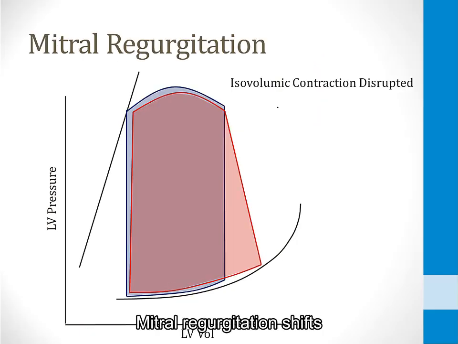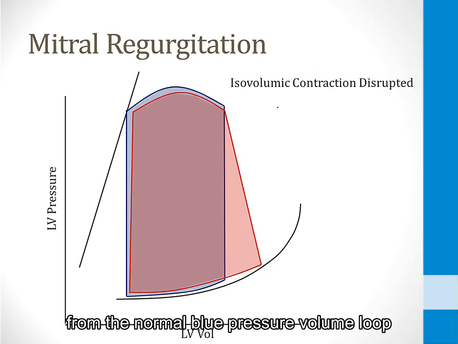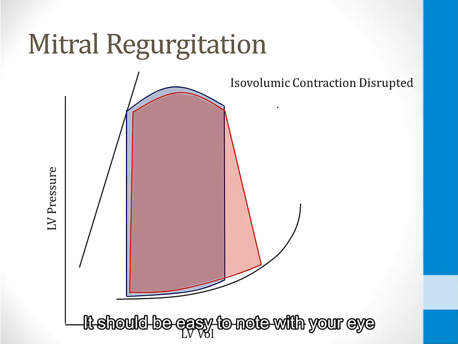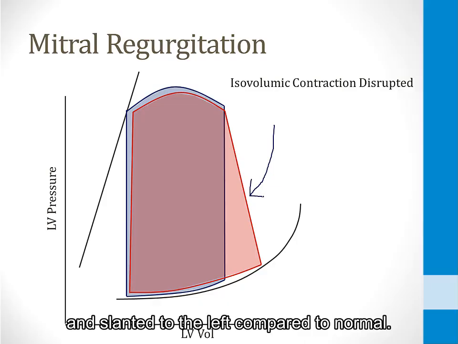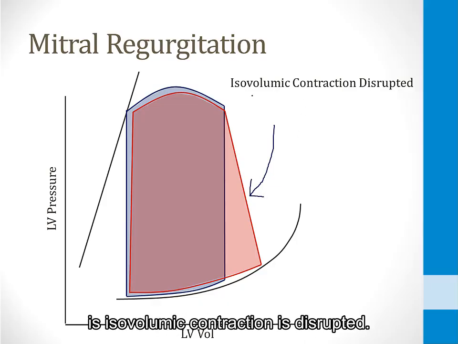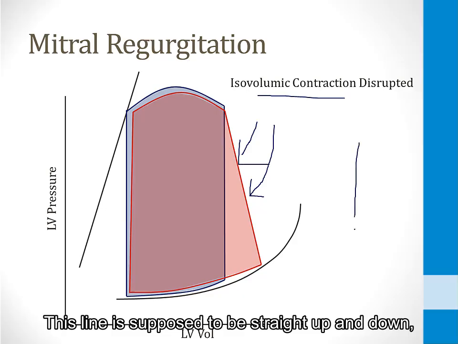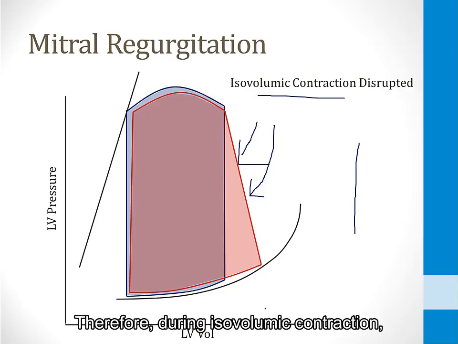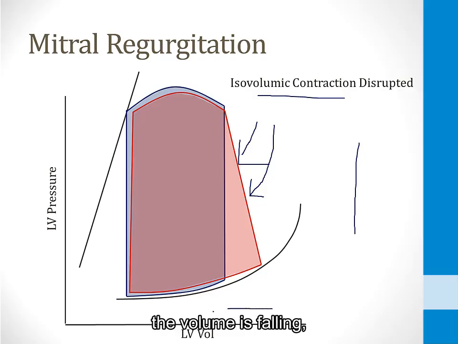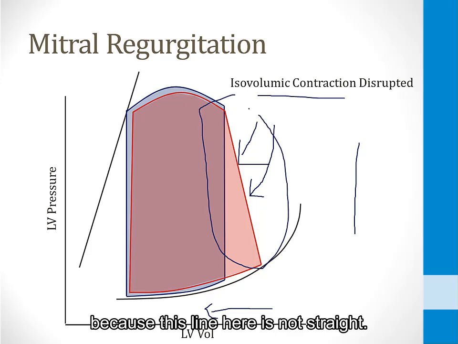Mitral regurgitation shifts from the normal blue pressure-volume loop shown on the screen to the red one. It should be easy to note with your eye that this line here is crooked and slanted to the left compared to normal. The reason for that is because isovolumic contraction is disrupted. This line is supposed to be straight up and down, meaning that volume is constant. However, in mitral regurgitation, blood is leaking out of the ventricle into the atrium. Therefore, during isovolumic contraction, the volume is falling, which should not be happening. So it's very easy to identify the mitral regurgitation pressure volume loop because this line here is not straight.